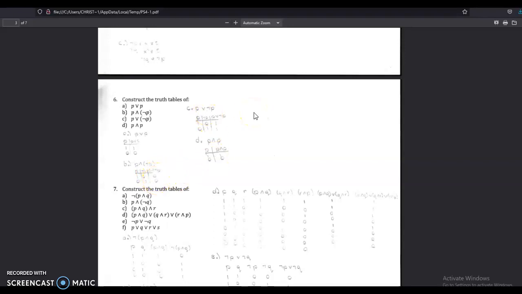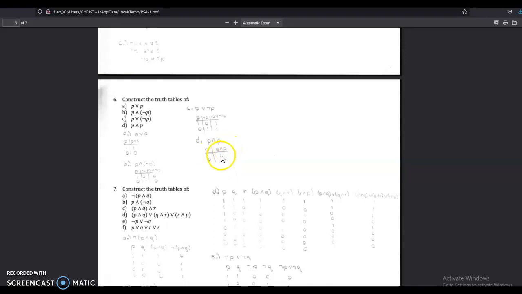For C, P or inverse of P. So P is going to be 1, 0. Inverse of P, 0, 1. Either one being true, 1, 1. For the last one, they both have to be true. So 1, 0, 0, 0.